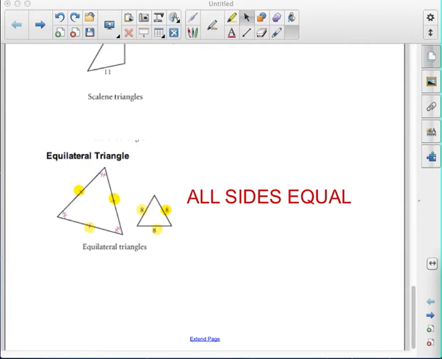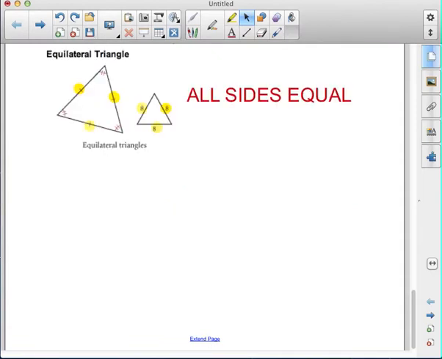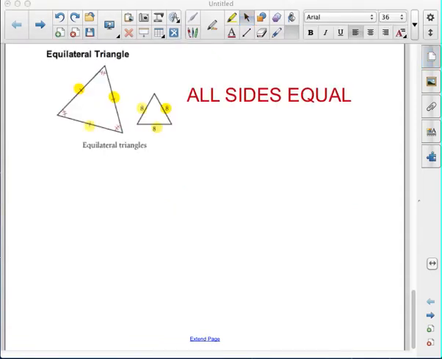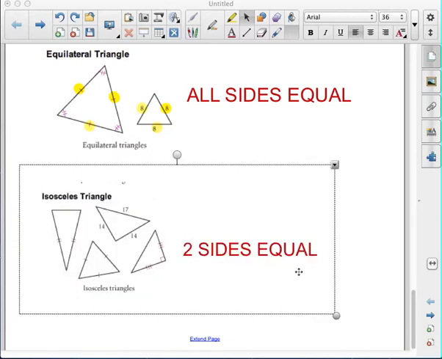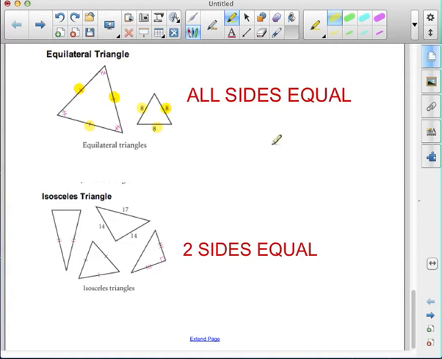Next, moving right along down the list, we have an isosceles triangle. An isosceles triangle is a triangle in which two sides are equal. So if you notice here, this triangle here has two sides equal. This one has two. This one has two.